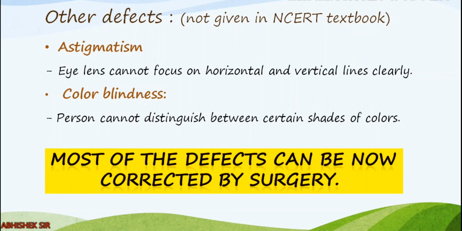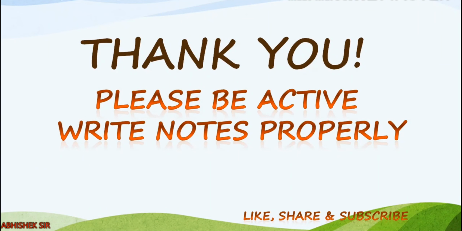Now other defects which are not discussed in this textbook are astigmatism, in which the eye lens cannot focus on horizontal and vertical lines specifically. In color blindness, person cannot distinguish between certain shades of color. So most of these defects can now be corrected by surgery, and I hope you all know the name of that surgery. It is known as LASIK, or we also call that laser surgery.